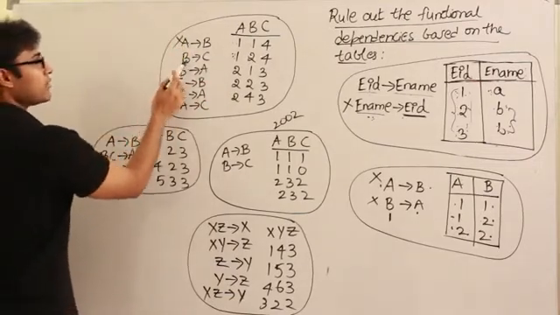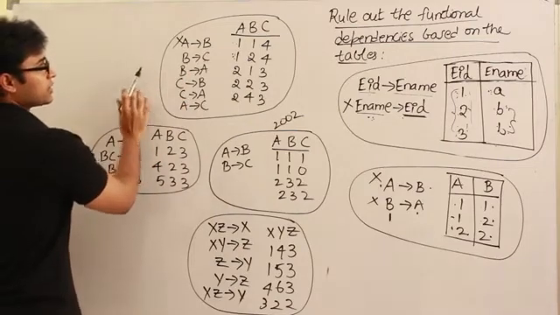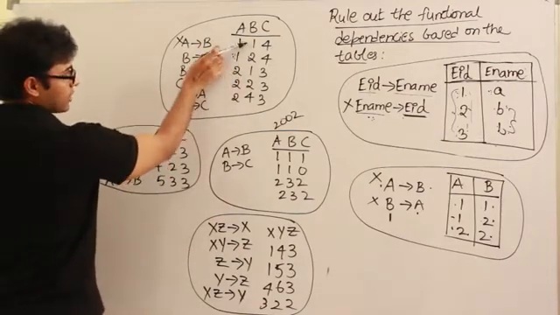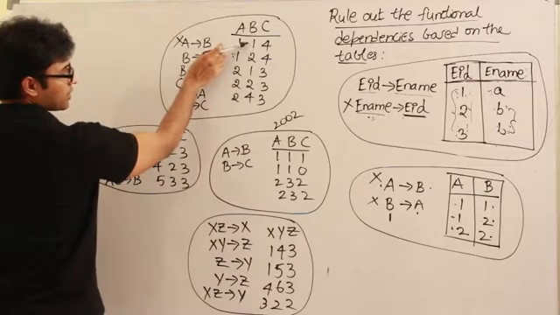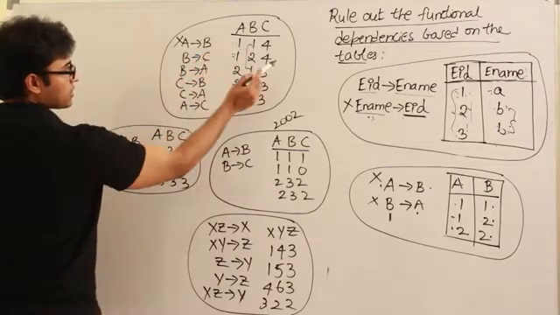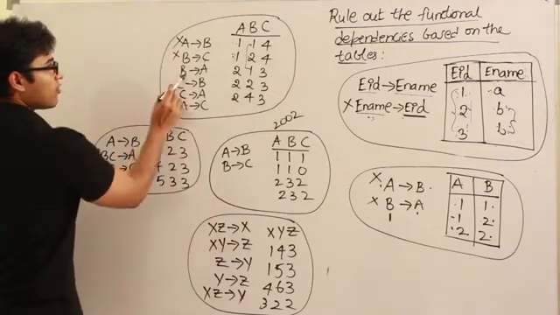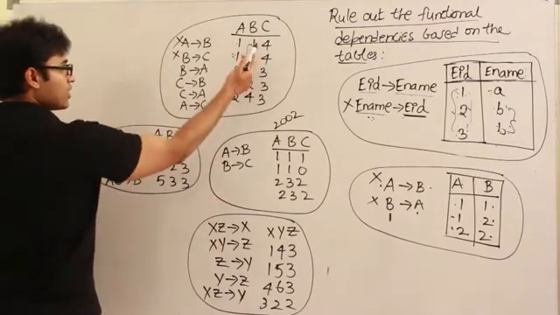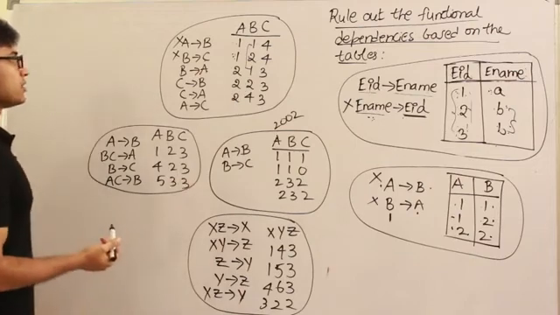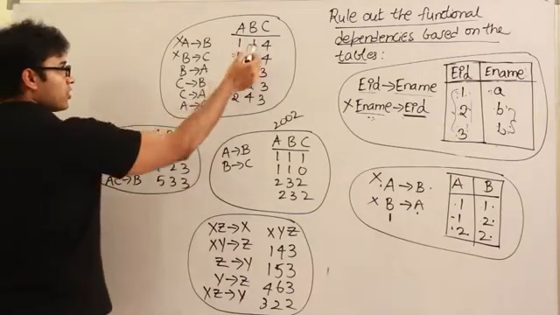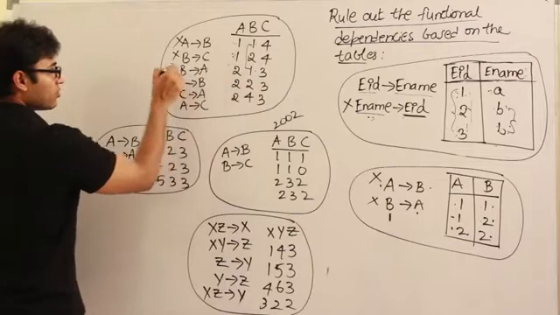And what about b? Given a value of b, can you come up with a unique value of c? If b is 1, c is going to be either 4 or 3, right? Therefore it is also ruled out. What about b derives a? Given a value of b, will I be able to come up with a unique value of a? See this, if b equals 1, a can be either 1 or 2, not possible.